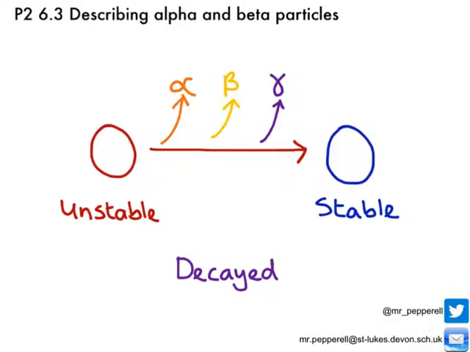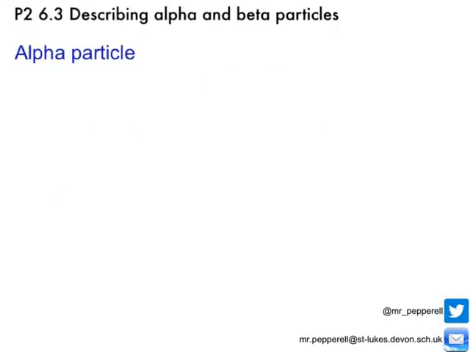So now we know that an isotope of an element has an unstable nucleus that will decay or emit a particle to become stable, and it can emit one of these alpha or beta particles. So now we need to know a little bit about what these two particles actually are. So let's start with an alpha particle.